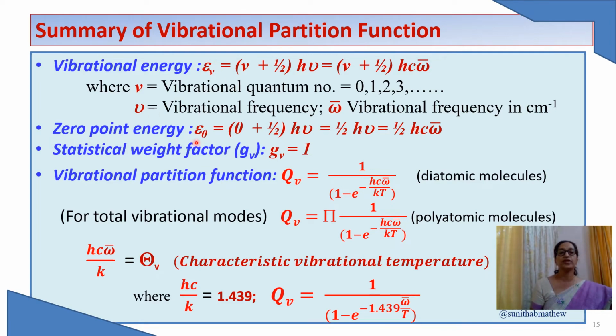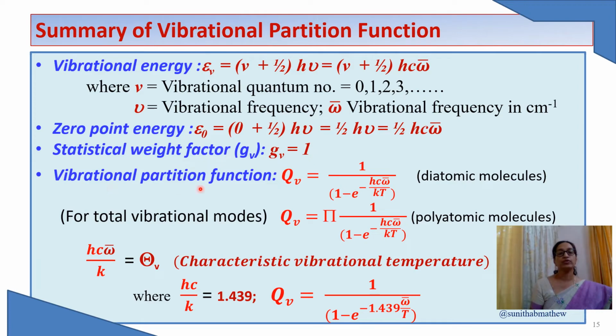Now we take the energy in excess of the lowest. In case of vibrational energy, we know that at the lowest energy level v is equal to 0, the energy is not equal to 0. E0 is equal to 0 plus half h nu. That means the residual value is half h nu, and this is known as the zero point energy. It can be written as half hc nu bar. The statistical weight factor for a vibrational energy level is 1.